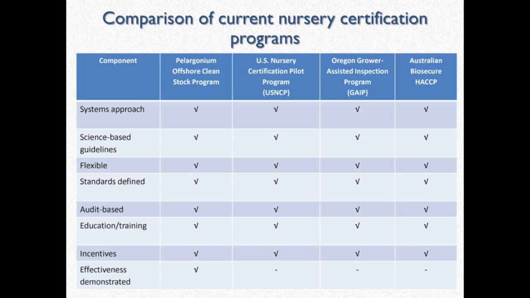There's also the U.S. NCP, the U.S. Nursery Certification Pilot Program. Some of you in this room, I know, participate in that, and that was modeled after a system that was put in place in Canada. And one of the advantages of participating in this program is that if you comply with all of the standards in this systems approach, you actually can issue your own phytosanitary certificate. You're not dependent on the Oregon Department of Agriculture. So you have a lot of flexibility and convenience built in.